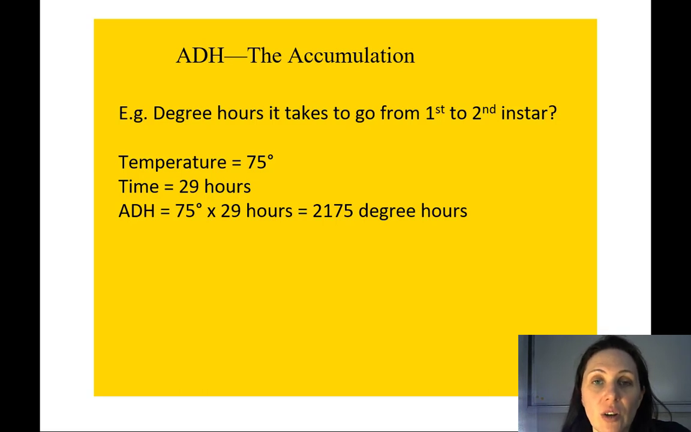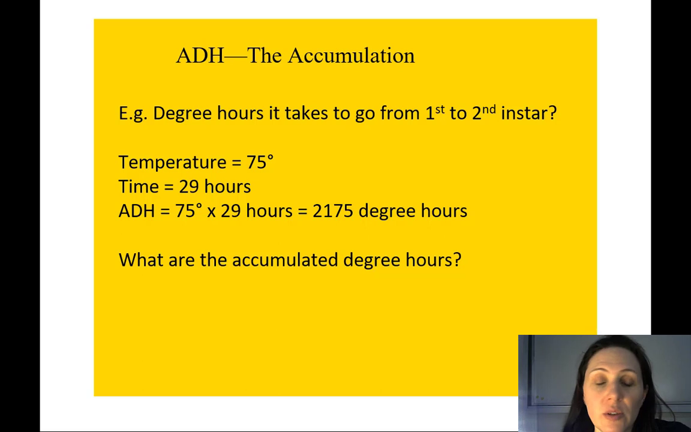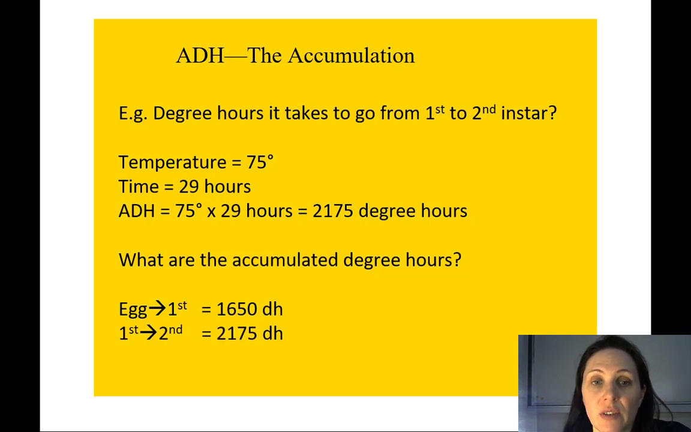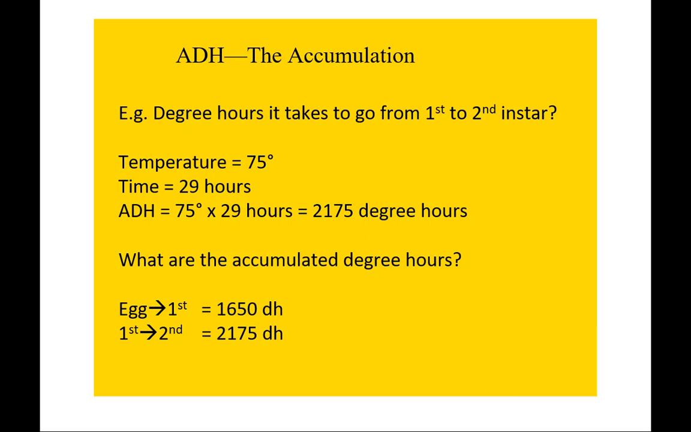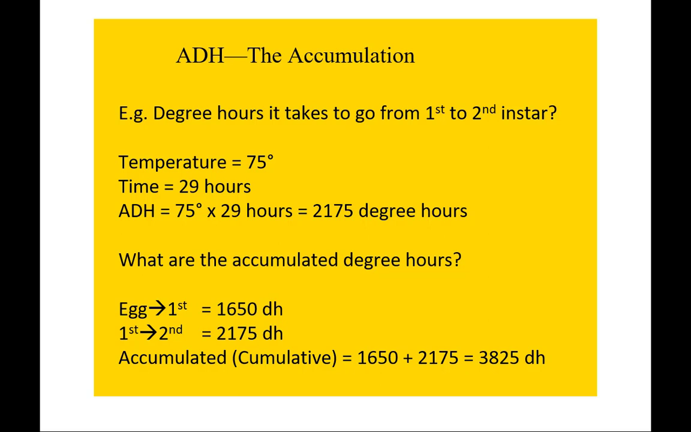Now, if we want to take a look at how many degree hours it takes to go from the egg to the second instar, all we need to do is accumulate the two different stages that we just calculated. So we use the egg to the first instar degree hours and the first to the second instar degree hours. So what would be the total number of degree hours that this fly needs to go from egg to second instar? Adding those together, you should have gotten 3,825 degree hours, meaning that it takes 3,825 degree hours of thermal energy in order for this insect to go from its egg to its second instar stage.